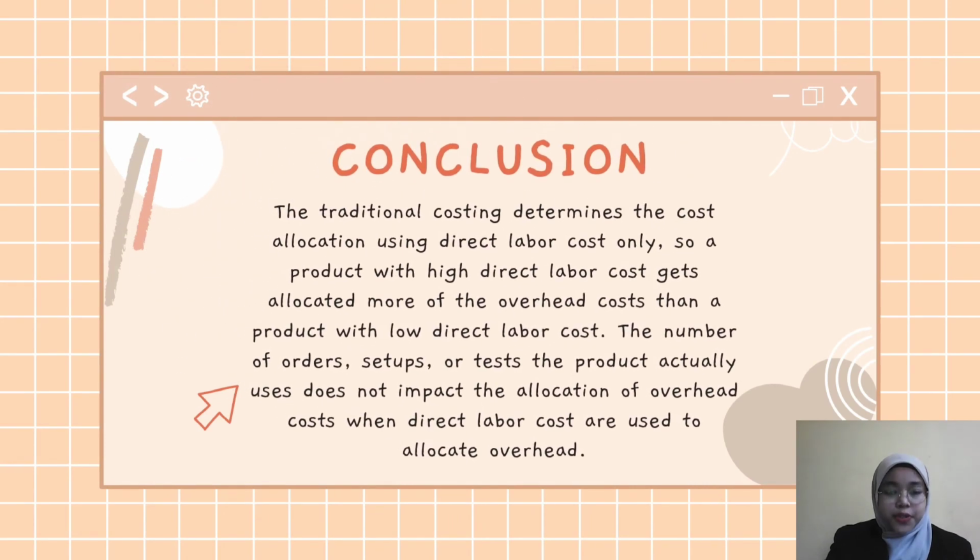As a conclusion, traditional costing determines the cost allocation using direct labor costs only. So, a product with high direct labor costs gets allocated more of the overhead costs than a product with low direct labor costs. The number of orders, setups, or tests the product actually uses does not impact the allocation of overhead costs when direct labor costs are used to allocate overhead.